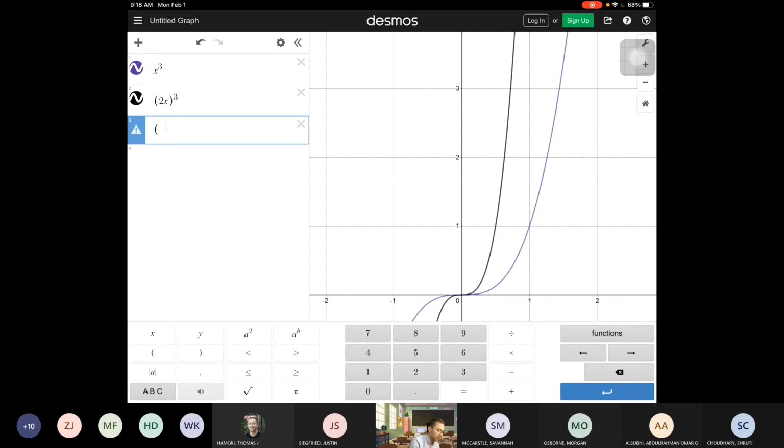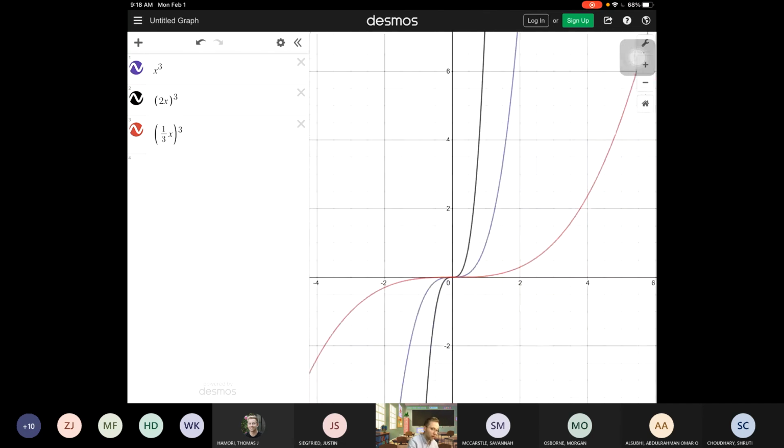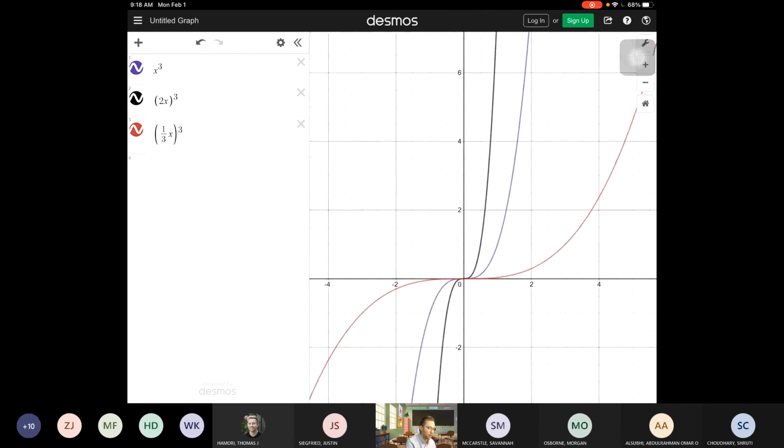Now we can try as well. We can do the parentheses and something like 1/3. We'll multiply that times x, and then we'll do the whole thing to the power 3. And as we expected, we wind up with a horizontal stretch. So when the number on the inside is less than 1, we actually get a stretch.